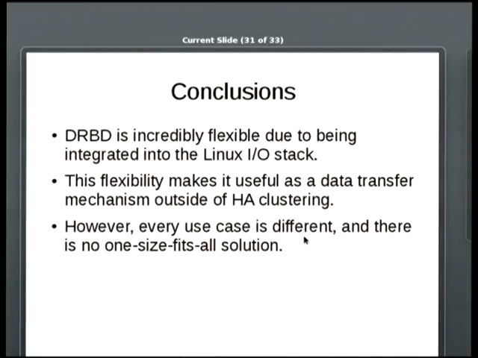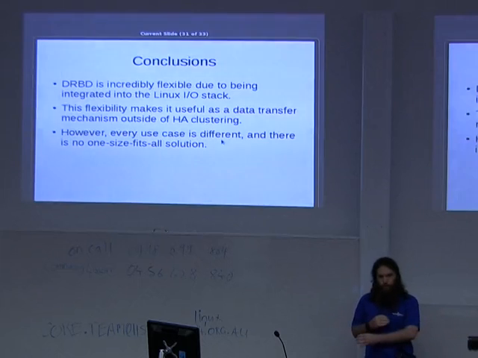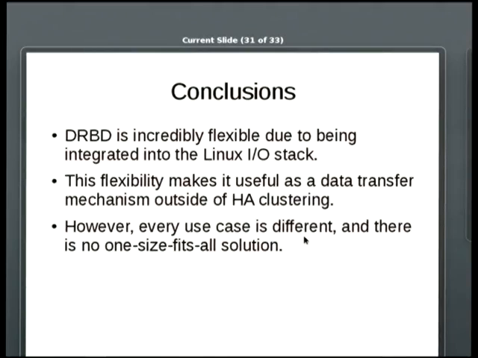DRBD manages to be incredibly flexible due to the fact that it's designed to integrate into the Linux I/O stack. It's effectively a component like any other component, like LVM or anything, and you can piece it together to do whatever you want. It makes it useful outside of HA clustering. It's mainly used for replication for high availability, but in this case we've used it as a data transport to get data from one place to another. But naturally every use case is going to be different, and that's one of the great things about the modularity of Unix in general, and DRBD just fits into that Unix philosophy that we all know and love.